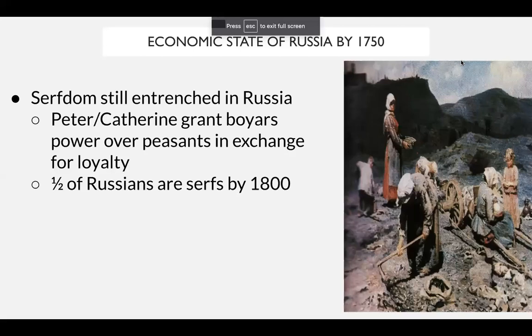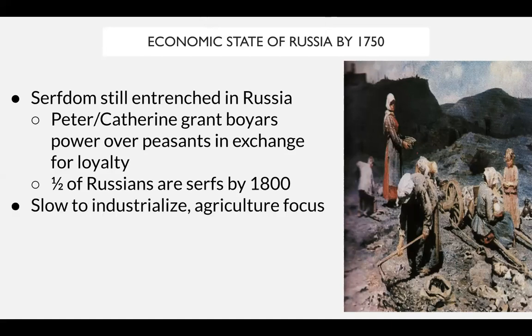In addition to serfdom being a huge institution, half of all Russians are serfs by the 1800s. That's a huge amount. We never really saw that even in Western Europe. But since serfdom is such a big part of Russian society, agriculture, by extension, is also a big part of Russian society. Russia is largely not going to industrialize, even though Western Europe largely is by the 1800s. So we do see that Russia is very slow to industrialize.